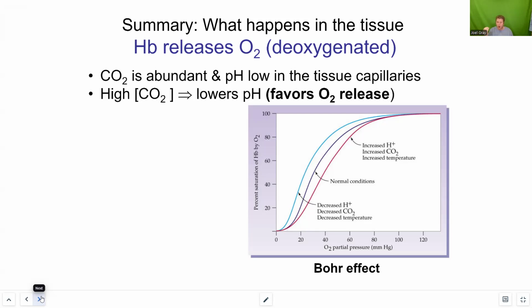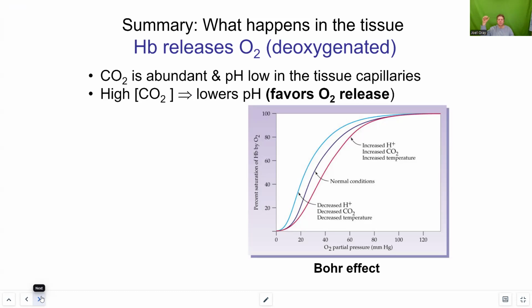Remember, our R state is our active form of our protein. The terminology that I heard as a graduate student for T and R is that the T state is referenced as the tense or unreactive state, whereas R is more relaxed.